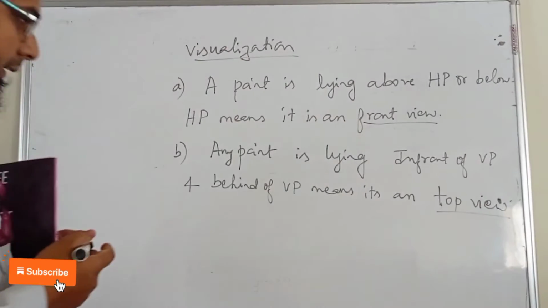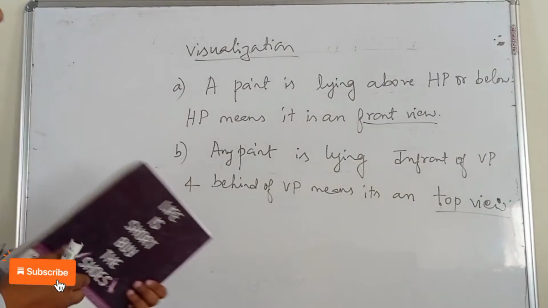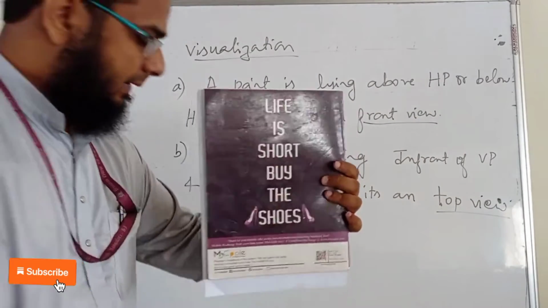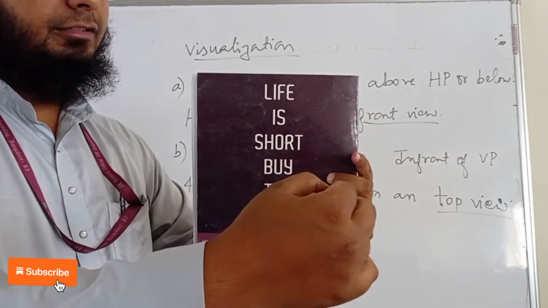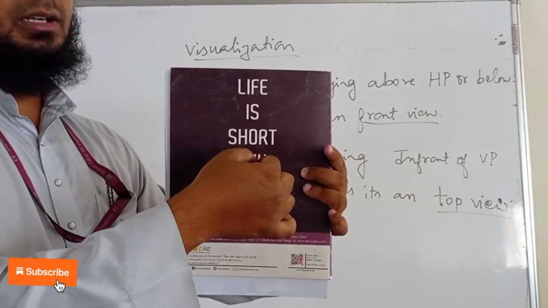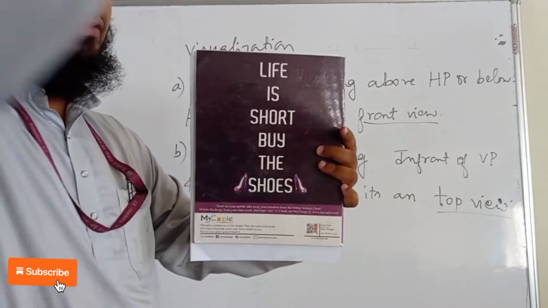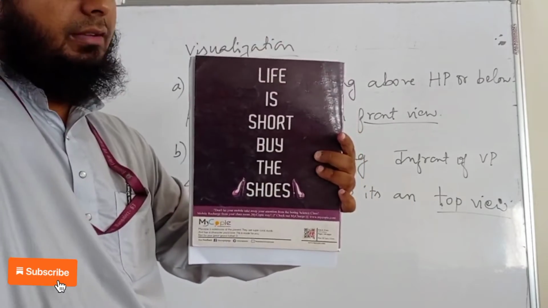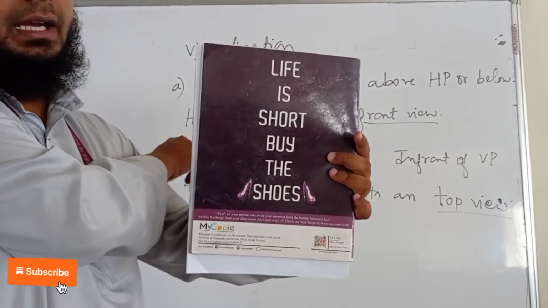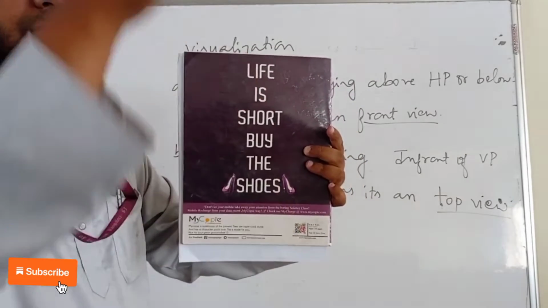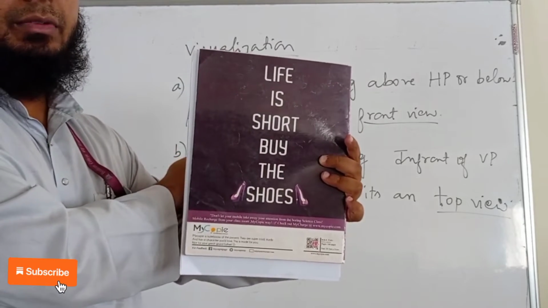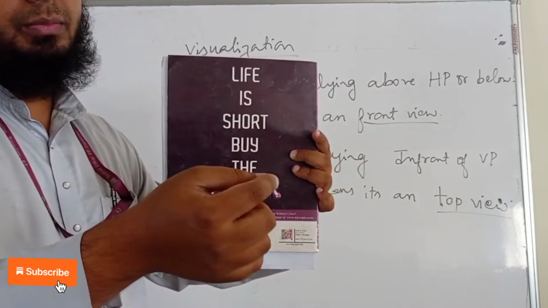So how is it? The second concept: say this is our front, this is our vertical plane, correct? If any point is lying in front of VP or behind VP, how much it is in front or how close it is can be seen only from the top view, correct? Only seen from the top view. Say 40 mm in front of VP or 50 mm behind VP, it can be seen only from the top view. That's why it is a top view.